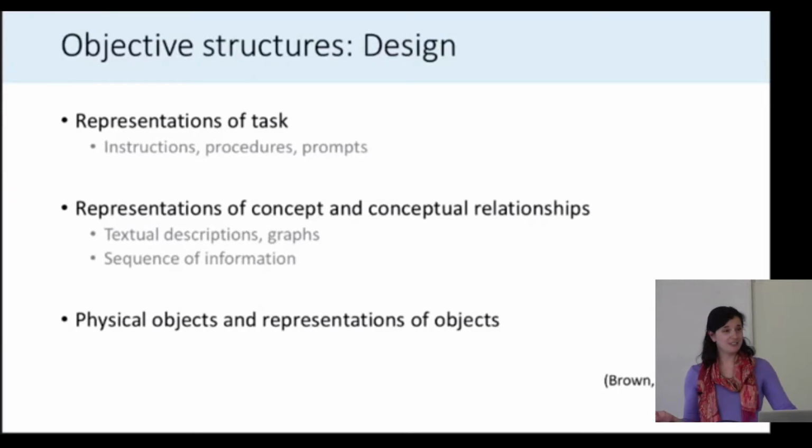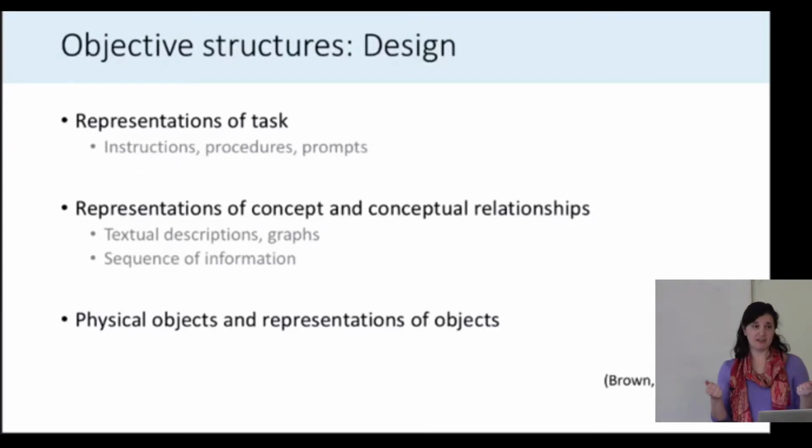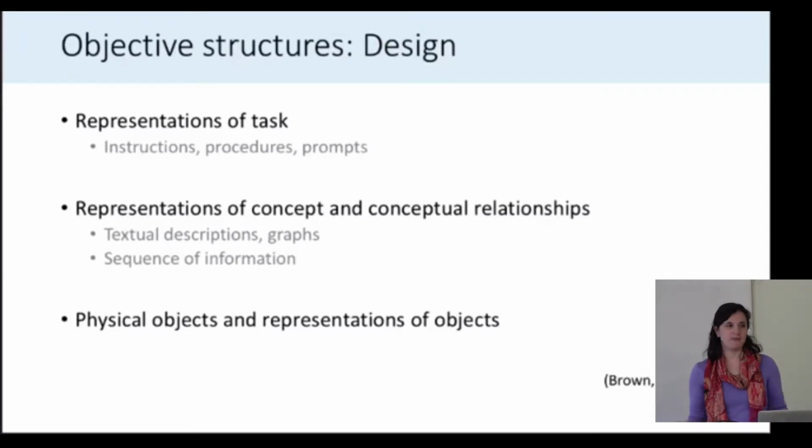I would argue even questions on the material are a representation of a task. They have representations of concepts and conceptual relationships, and so these are the textual descriptions, graphs. And Brown even argues the way that information is sequenced in a material is a conceptual relationship of how we're supposed to then understand that information and be thinking about it. And then finally, you can have physical objects, the materials themselves, or representations of objects. I don't see that much in my materials, but for example, if a material told a student to go look at a globe, the material itself is not the globe, but it's a representation of that object that the student needs to do something with.